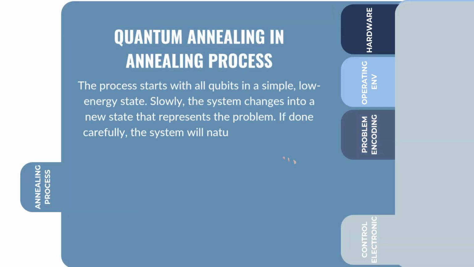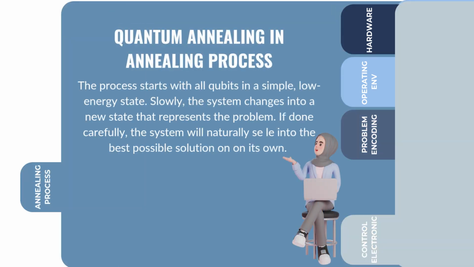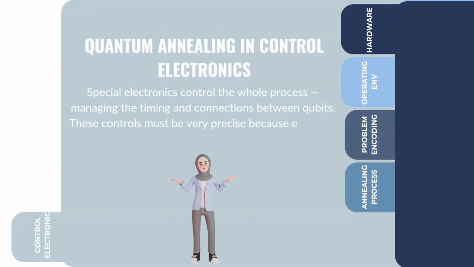The process starts with all qubits in a simple, low-energy state. Slowly, the system changes into a new state that represents the problem. If done carefully, the system will naturally settle into the best possible solution on its own. Special electronics control the whole process, managing the timing and connections between qubits. These controls must be very precise because even tiny errors can cause the wrong result.